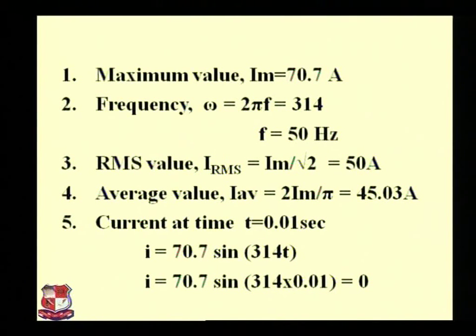So in this way, simply we can get our 5 values. The maximum value is 70.7 ampere, frequency is 50 Hertz, RMS value is 50 ampere, average value is 45.03 ampere, and the current at time 0.01 second is 0, because the sine term becomes 0. So 70.7 multiplied by 0, we get the answer 0. Simple calculation gives you 5 marks.